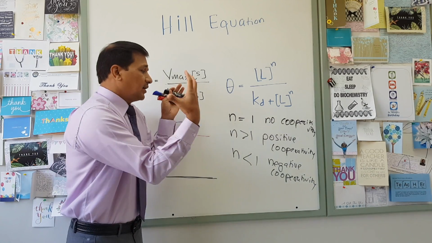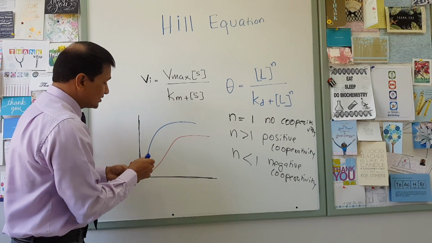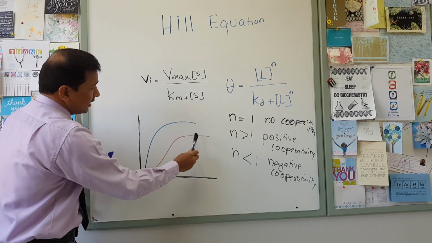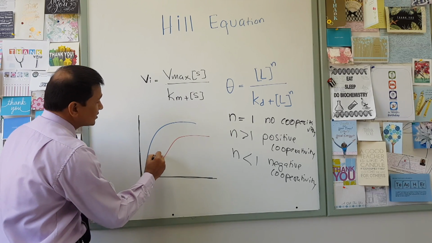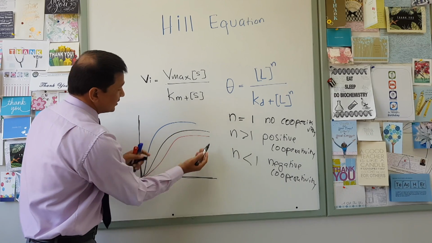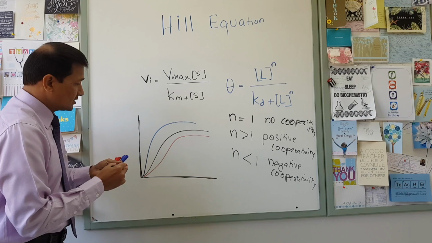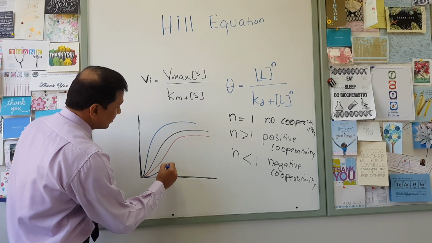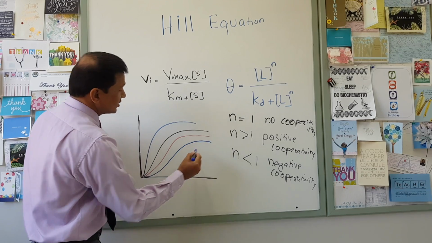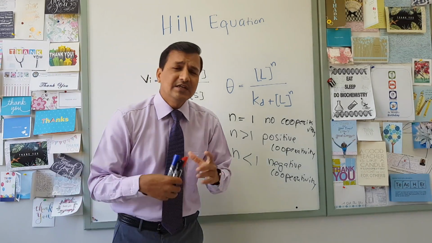So when the Hill coefficient is more than 1, when there is positive cooperativity, as you can see here, this is the sigmoidal curve. During positive cooperativity, the sigmoidal curve will shift towards the left side. And when there is negative cooperativity, the curve will shift towards the right side. So this is it in simplicity.